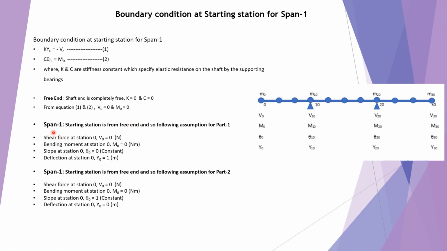Now for span 1 starting point, the initial assumption or initial value is shear force V0 is 0, M0 is 0, theta 0 is 0, but deflection y0 is 1. Then for part 2 of station number 0, we assume shear force V0 is 0, M0 is 0, slope theta 0 is 1 and deflection y0 is 0. With this assumption, we can start calculating the stations from 0 to 10.